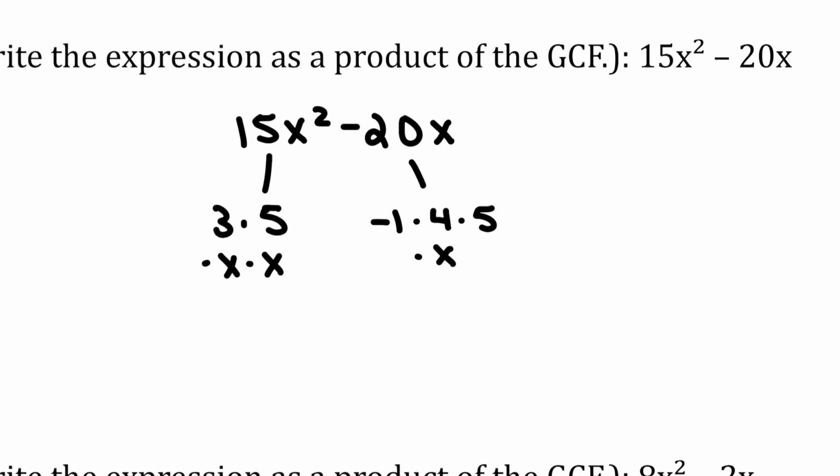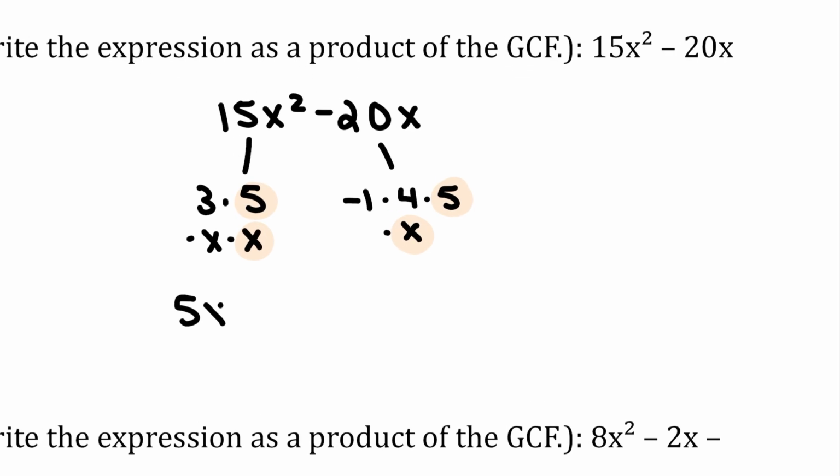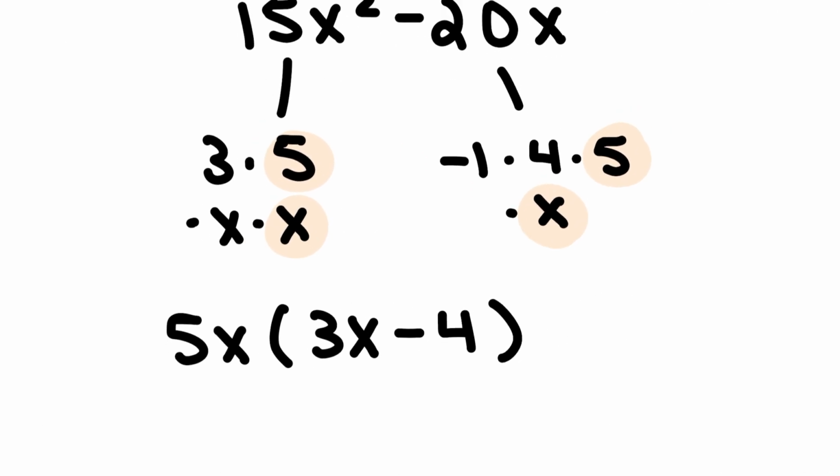So our GCF, let's see, what do we have in common? We have an x in common. We have a 5 in common. So our GCF is 5x. And our remainder is 3x, because that's what's left over on our first term. And what's left over on the second one is a minus 4. Because remember, all of these are multiplying together. So 3 times x is 3x. Negative 1 times 4 is negative 4.